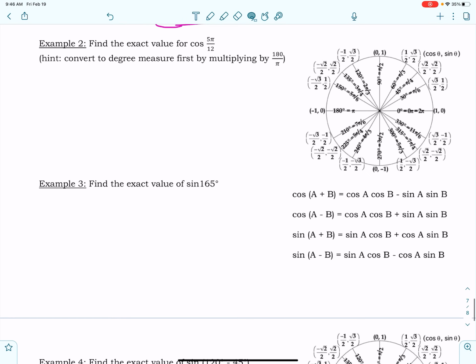All right, pre-calculus. This video is still in Unit 7, and we are still looking at Topic 4, which is just using the sum and difference identities. So over to the right here, I have put my identities and my unit circle just to make this easier to follow. So example 2, find the exact value for cosine 5 pi over 12.